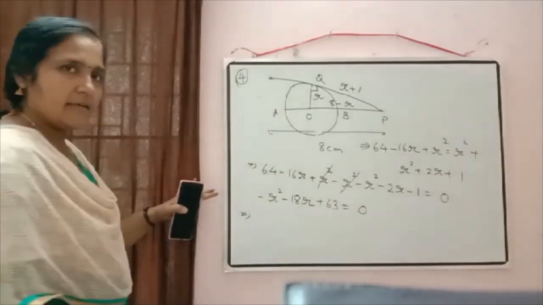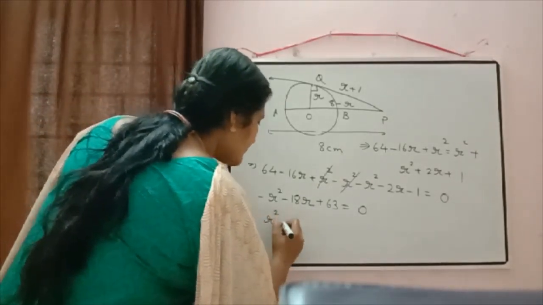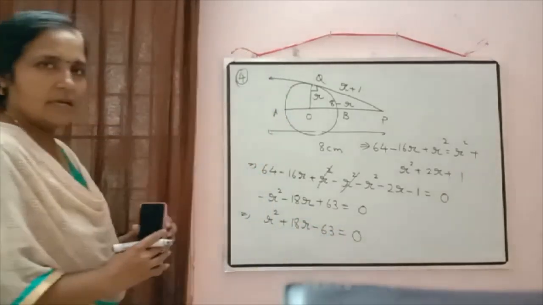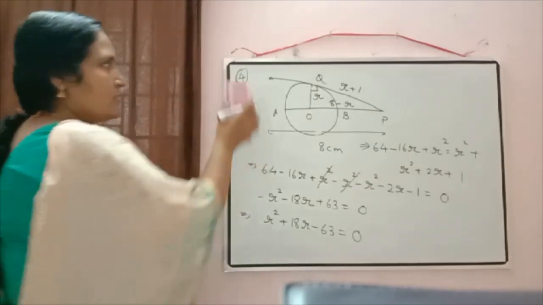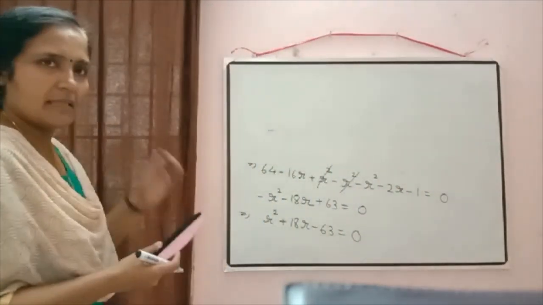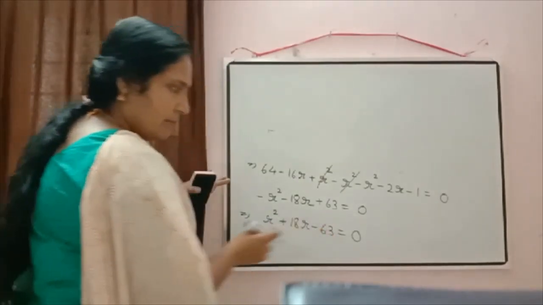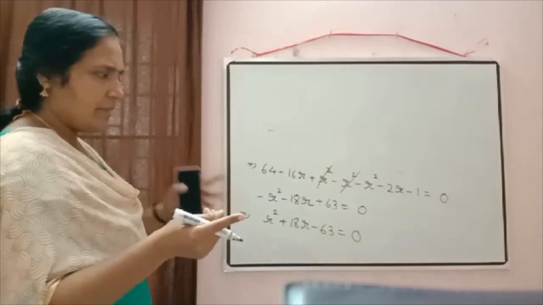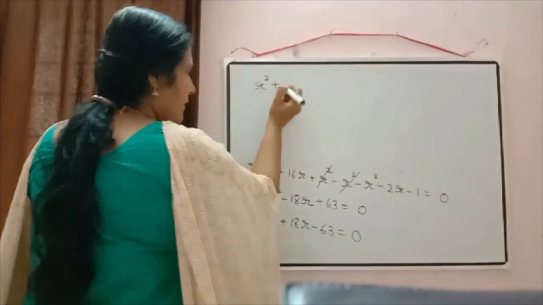Now to make it positive, we can multiply the whole equation by a negative sign. Then we get r square plus 18r minus 63 is equal to 0. So here we are getting a quadratic equation in terms of r. Either you can use the quadratic formula or do it by factorization. Shall I do it by factorization? One number should be negative. We know 21 into 3 is 63 and 21 minus 3 is equal to 18.